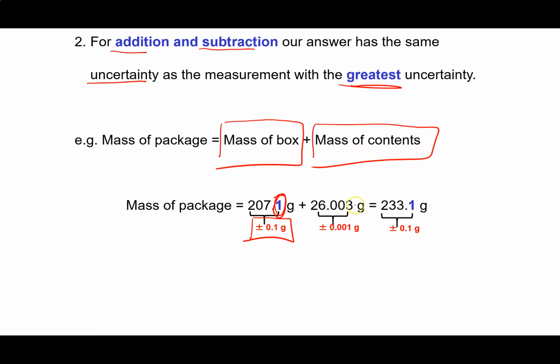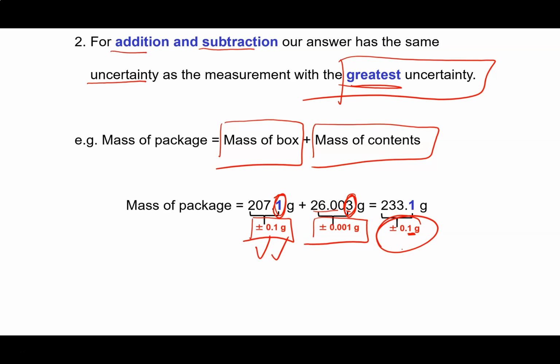Now the contents we're going to measure on our 3 decimal point balance, right? And we're guessing about this last digit here. Everything else we're reading off the scale, but we're guessing about that last one. So the uncertainty there is plus or minus 1 in the last digit, plus or minus 0.001 grams. So when I add those 2 numbers together, remember the principle, you're only as good as your worst number. My answer is going to be stated to the same uncertainty as the measurement with the greatest uncertainty. So this one is the greatest uncertainty. So I'm going to state my answer to 0.1 grams.